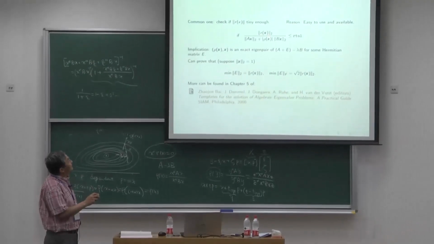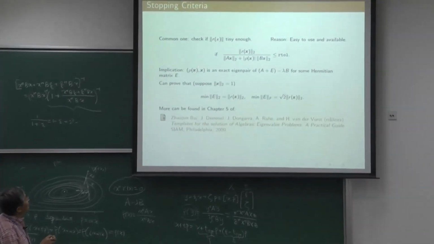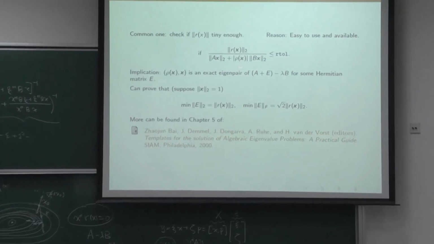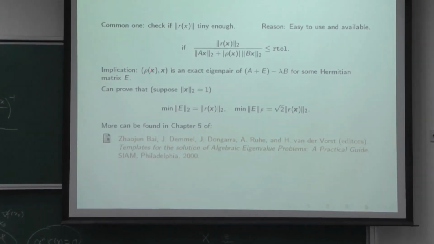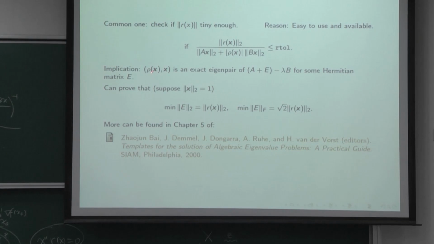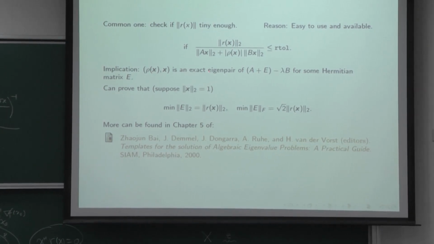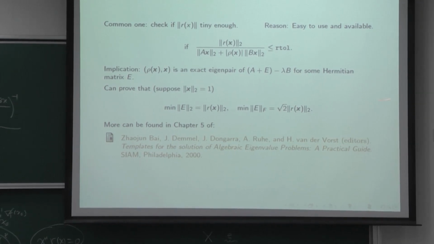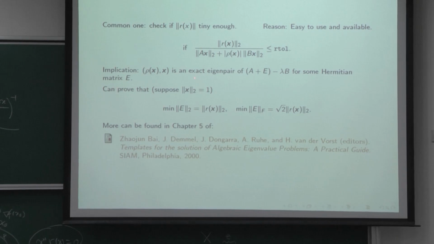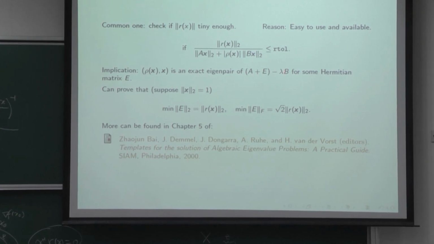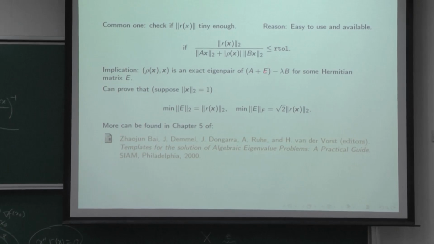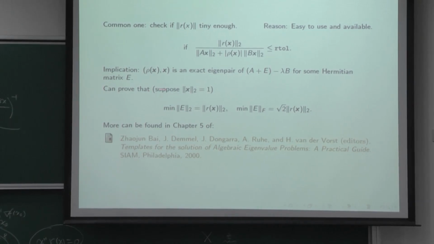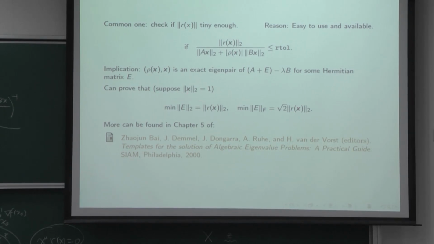Then you look at what's the implication of the stopping criteria. One can prove that if this stopping criteria is satisfied, then rho, this is scalar, and x, that's a vector, is an exact eigenpair of a perturbed problem, and now backward error analysis comes up here. So this pair is an exact eigenpair of A plus E minus lambda B. Now the question is how big E is. Well, let's assume x is a unit vector, because the eigenvector you can always normalize by any number. So we let it be normalized to one.